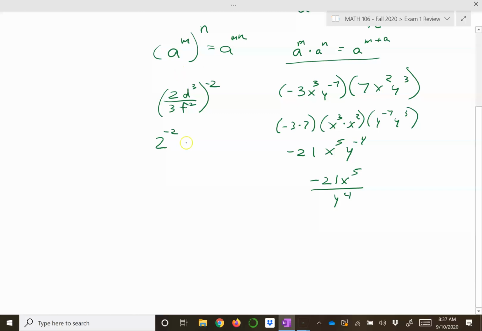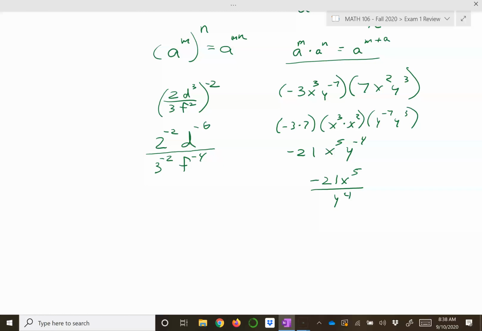And then for the d variable, we're doing this rule, we're multiplying exponents. So you'd have negative 6. And then we'd be all over 3 to the negative 2, f to the negative 4. So now we've basically applied that exponent that's raising everything else. Now we can go ahead and move some stuff around.